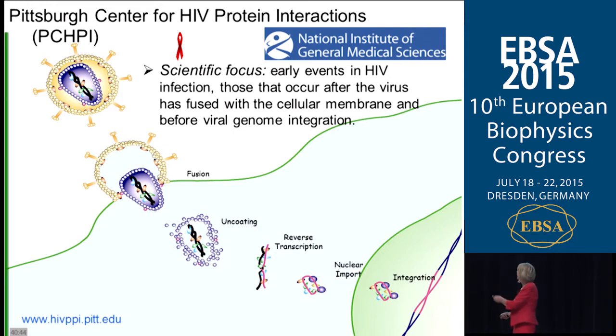These are the events after the virus attaches to the cell, the viral and cellular membranes fuse, and then the contents of the virion get released into the cytoplasm, and then a lot of magic happens. There are events that are called uncoating, and then reverse transcription starts. Then the PIC, the pre-integration complex, gets formed. That docks onto the nuclear pore. This then gets into the nucleus, and then in the next step, the reverse transcribed viral genome gets integrated into the host genome.